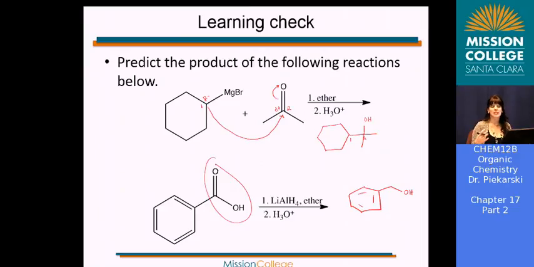Well, that concludes the second part of chapter 2. This is all about how to make alcohols. And so make sure you read through this chapter. Like I said, it's a lot of review. Go back to chapter 8. Review over those reactions too, especially those alkene reactions that help us make alcohols. And practice the homework problems in the textbook.